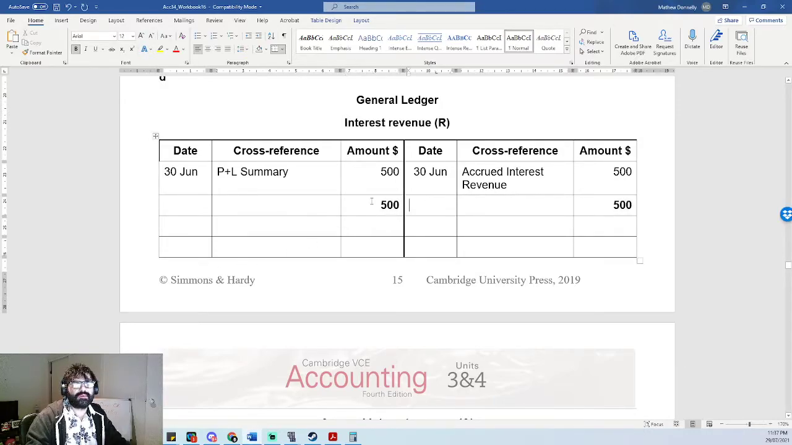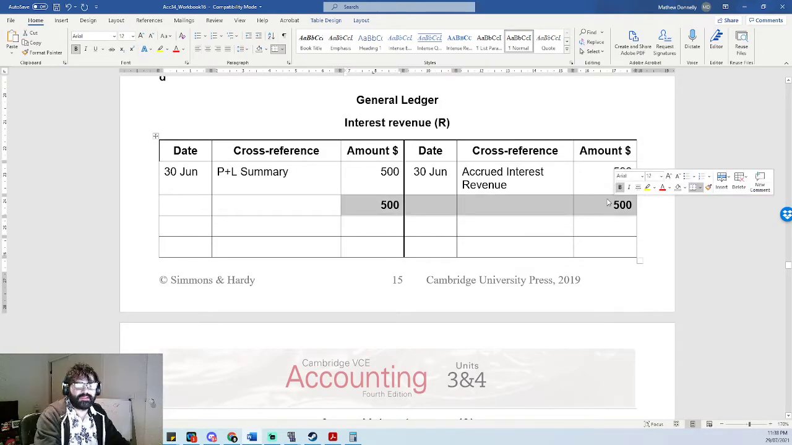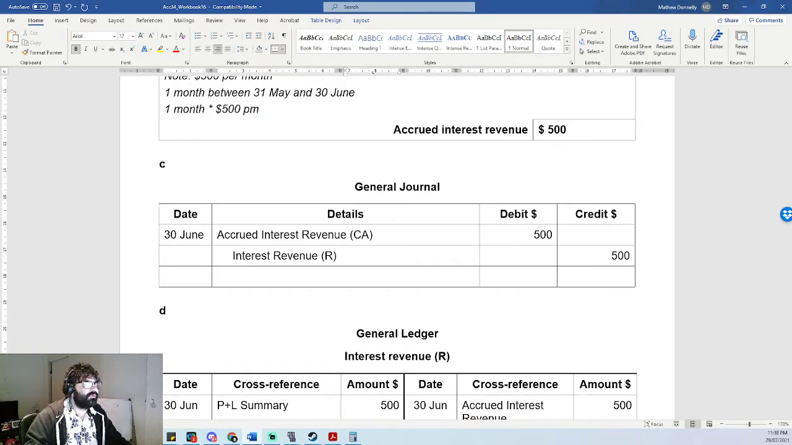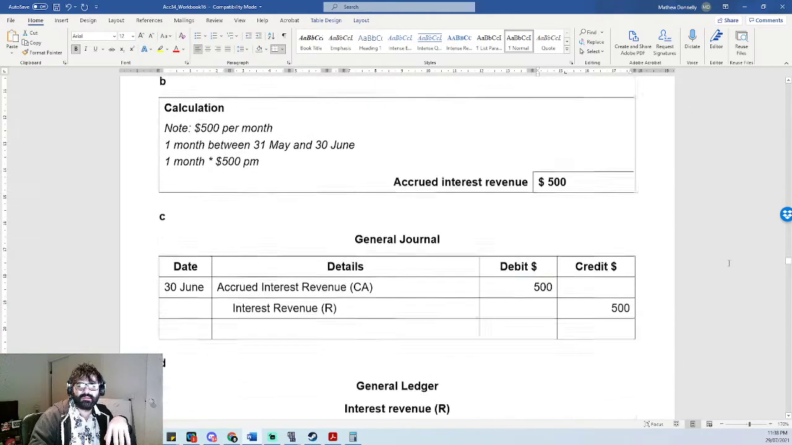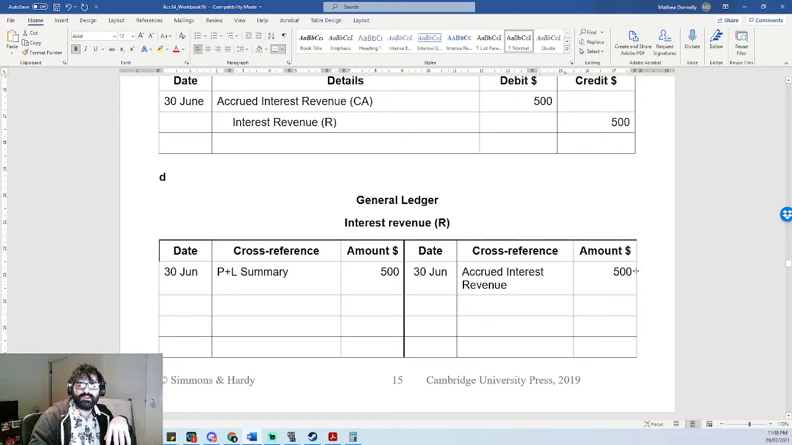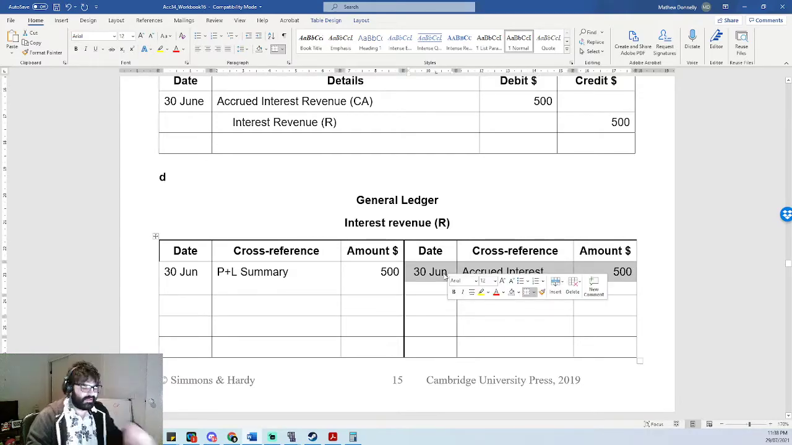Now, have I missed anything? Let's think about it. Let's have a look at the book. Balance day is on the 30th of June, right? Balance day is on the 30th of June. We had 3 months before that. So we would need to include this interest revenue here. So what we need to do is move this down.